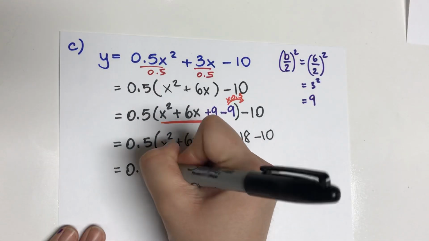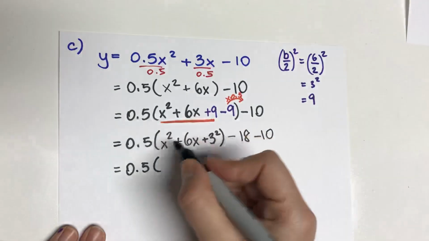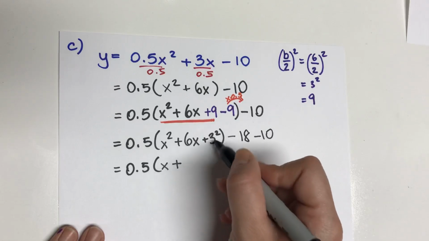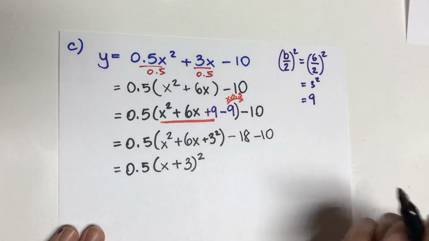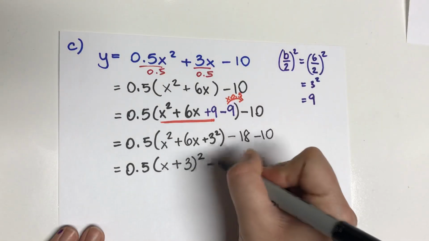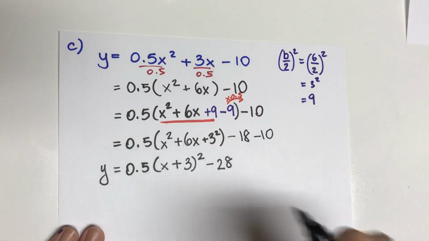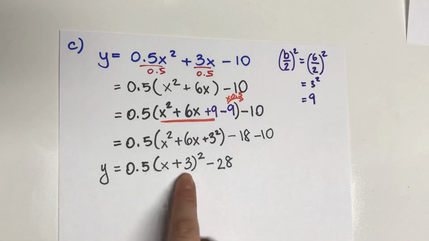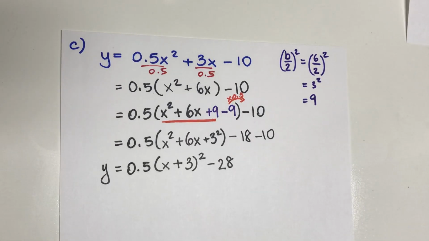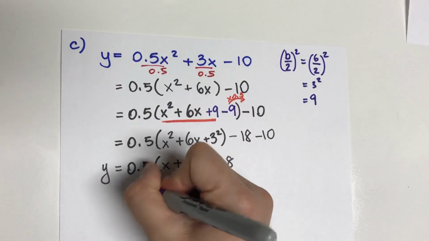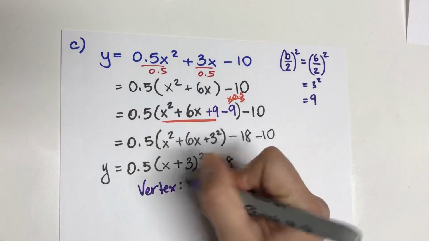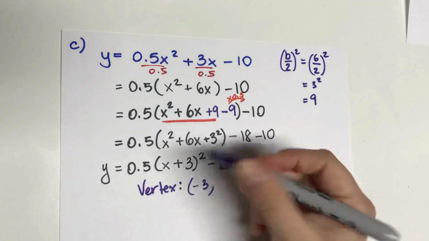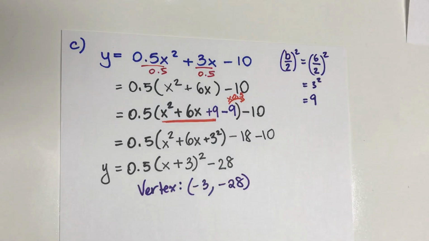So I have my a at the front, and I can factor this. X, that's positive, so plus. My b, which is 3, squared. Negative 18 minus 10 is negative 28. So there I have my vertex form. I have my a, my h, and my k values. And by looking at it, I can identify that the vertex is, so the opposite here, so negative 3, comma, negative 28. That's it.